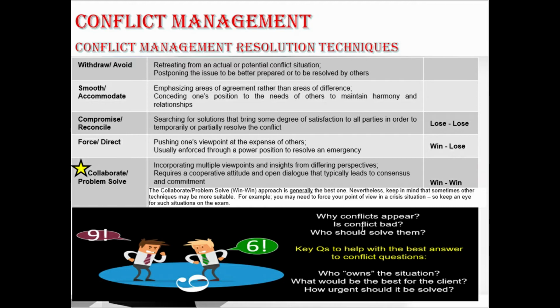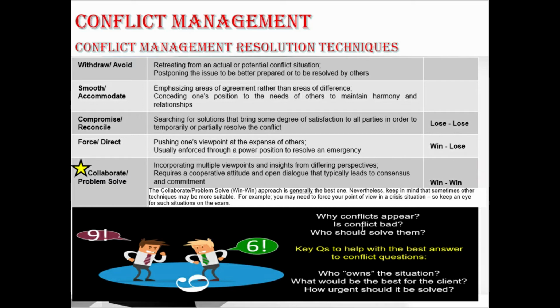Coming to force or direct. Pushing one's viewpoint at the expense of the other. That is, offering only a win-lose solution, usually enforced through a power position to resolve an emergency. Mainly this approach often results in a win-lose situation only.